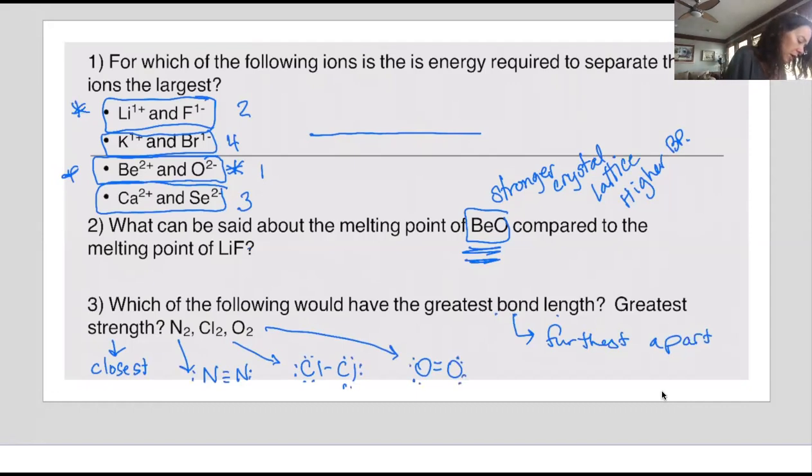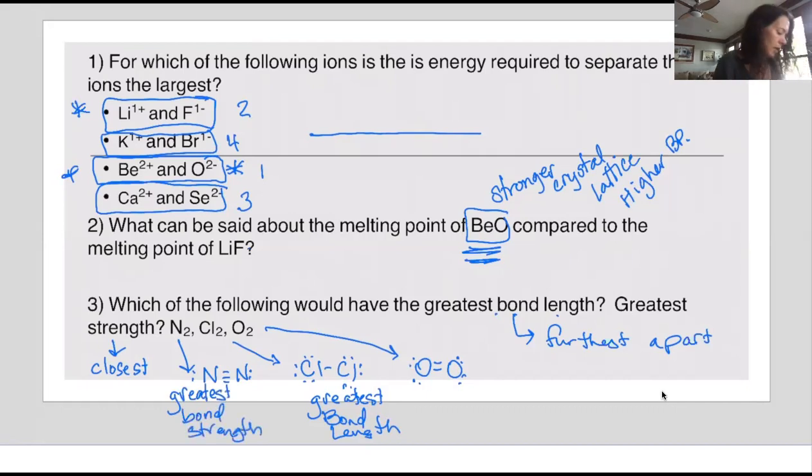So greatest bond length, that's going to be the Cl2, because it's got the single bonds and the largest atom. This is going to be the greatest bond strength because of that triple bond.